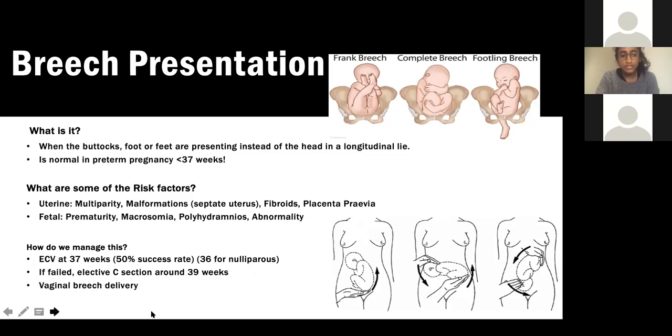You can do a vaginal breech delivery as well with women, but often I've seen women get offered an elective C-section, usually at around 39 weeks. So you've got three different types of breech presentation. The risk factors can be uterine or fetal, and you offer them an ECV. If that doesn't work, then you can give either vaginal breech delivery or an elective C-section. You'd obviously counsel the woman really well about the risks of both.